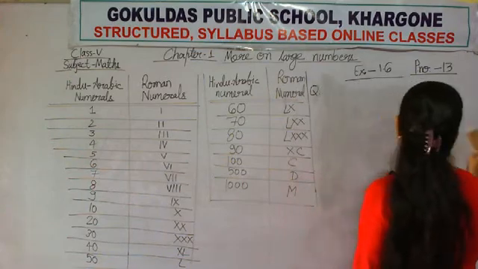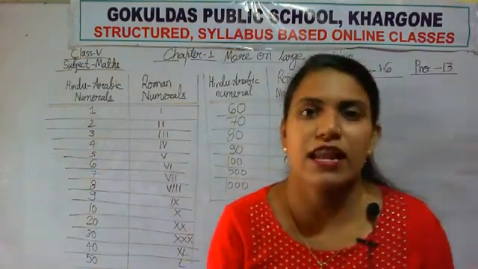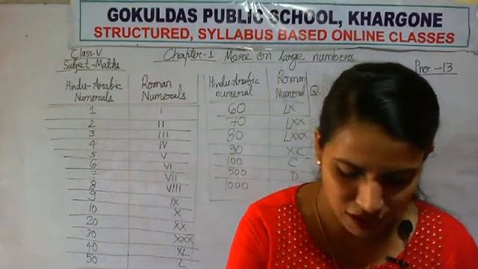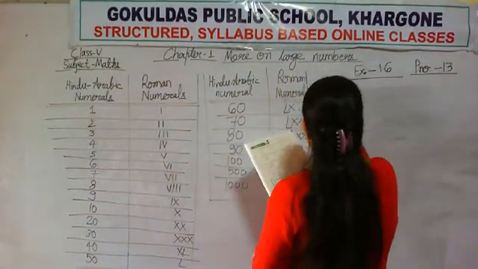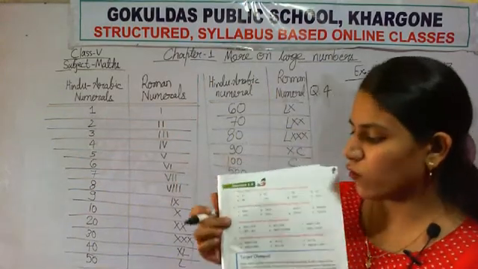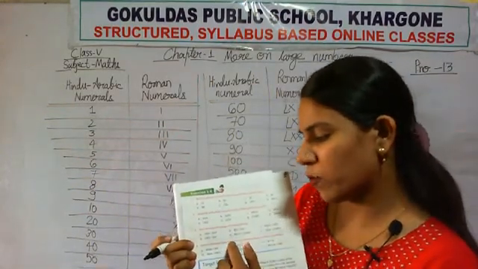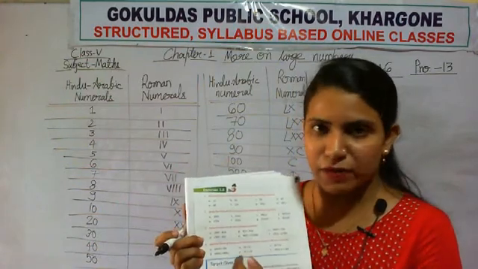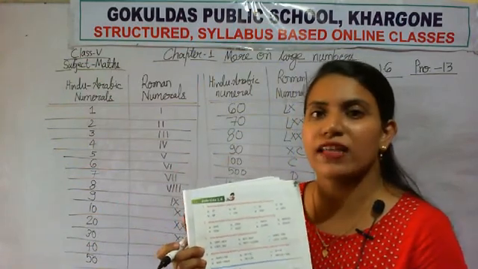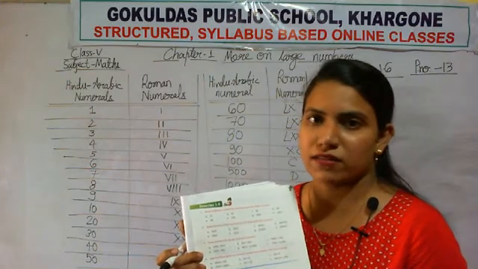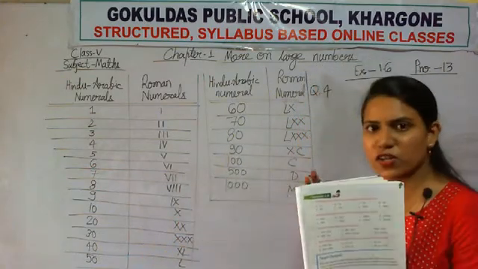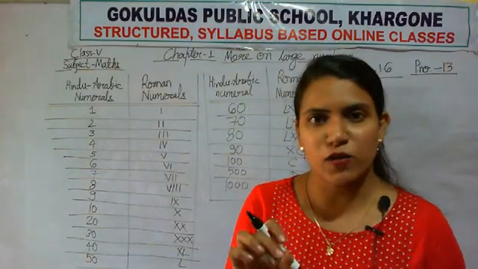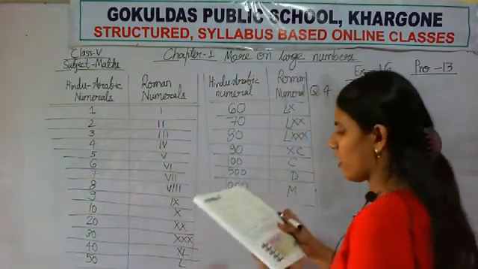Let's do question number 4, the last question of this chapter, More on Large Numbers. Look here at what is given. Add the following Roman numerals and write the answer in Roman numerals. आपको add भी करना है and you have to write the answer also in Roman numerals. This is what we have done in question number 3 also. We wrote the answer in Roman numerals. Likewise, you have to do here.